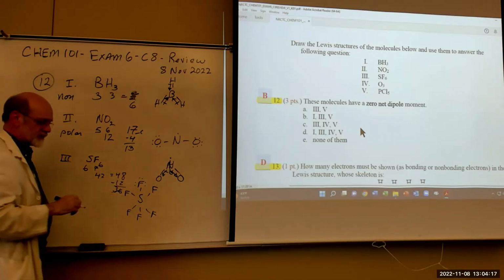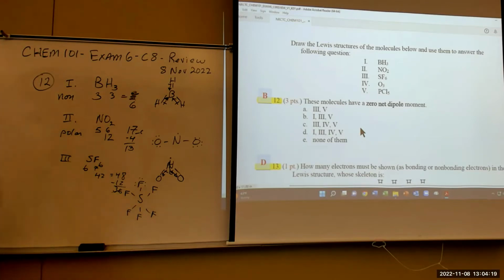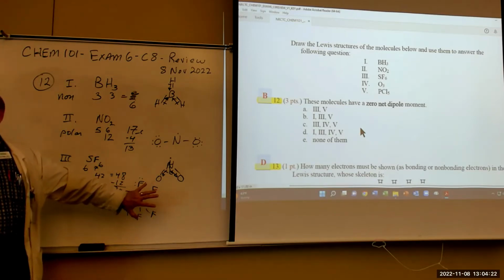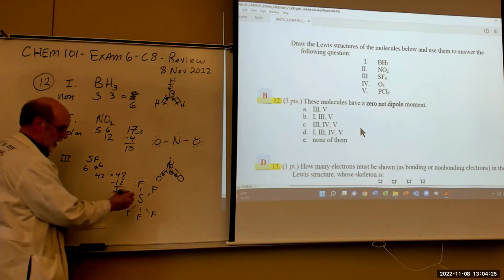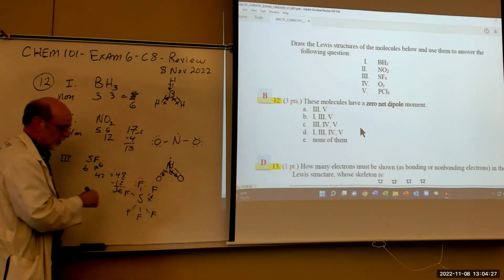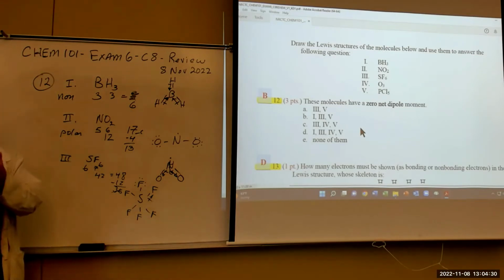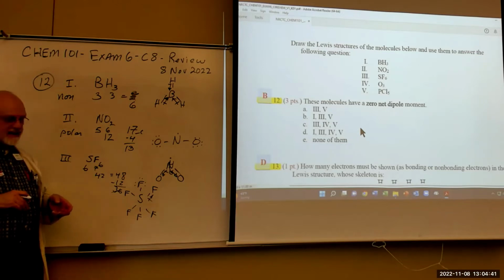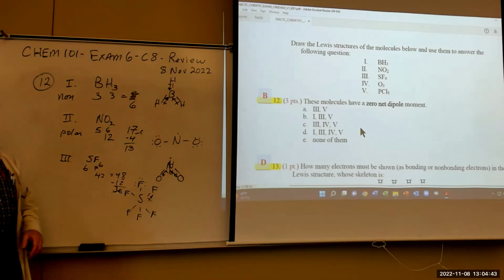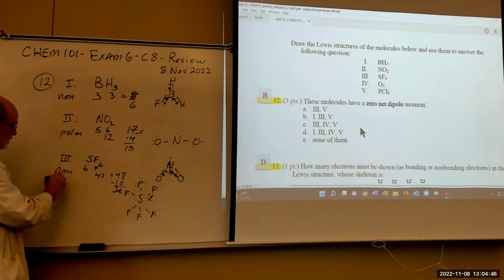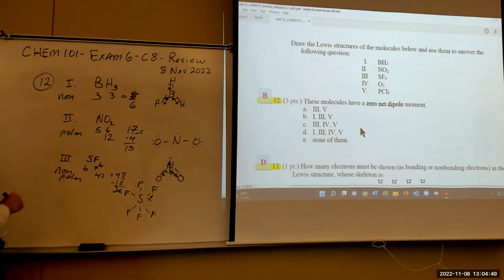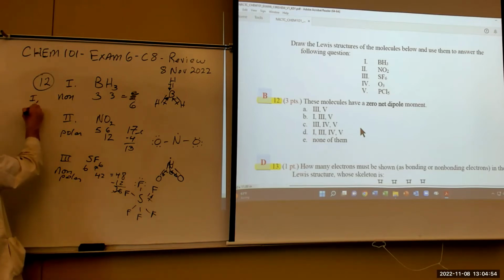So what does VSEPR say about 6 groups? It's octahedral. Right? And each one of these bonds is polar toward the fluorine, but they're all pointed in, well, you can only have opposites with 2. But wherever you've got a pair, you got an opposite. And they cancel each other out. So this one is non-polar. All right. So that's Roman numeral 1 and 3.